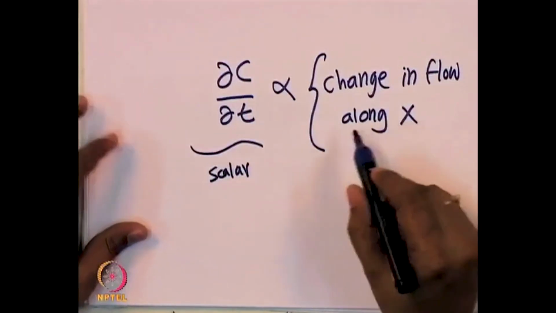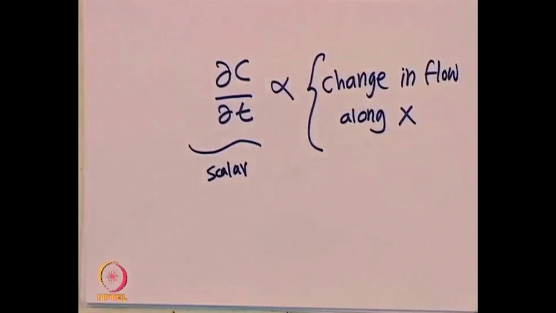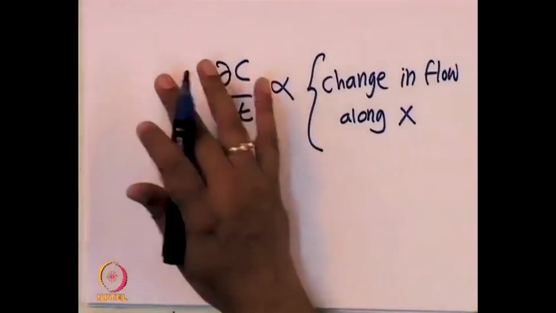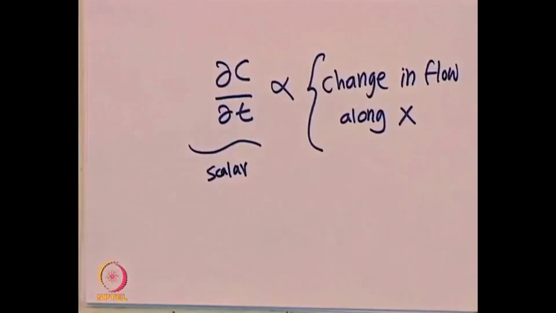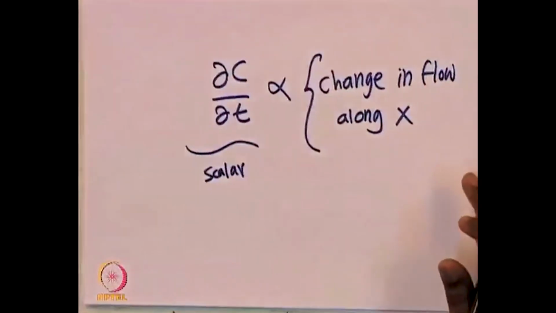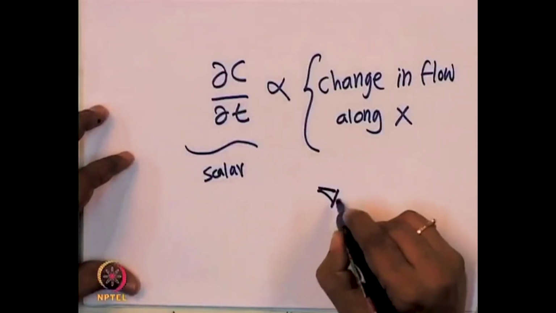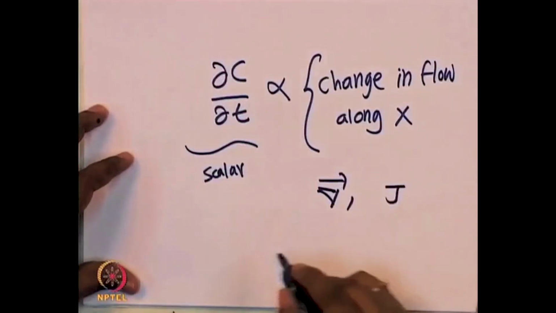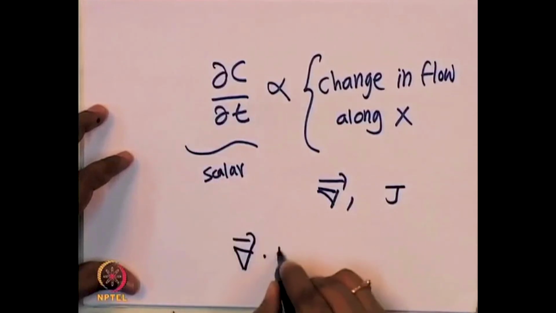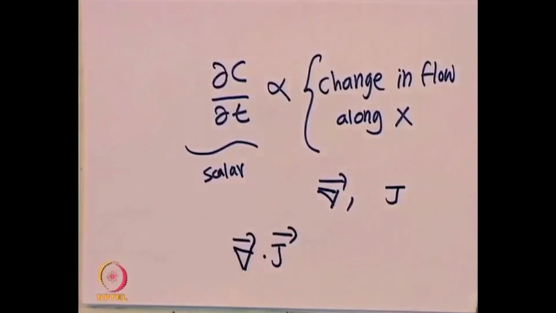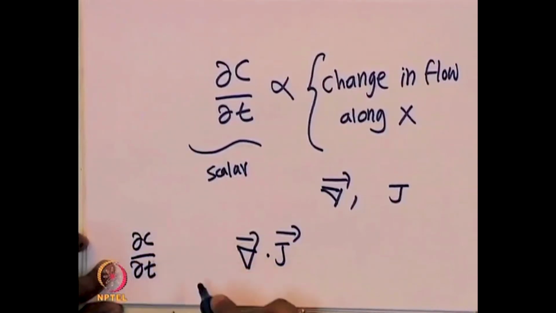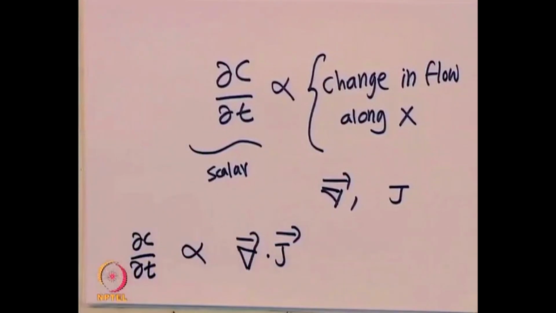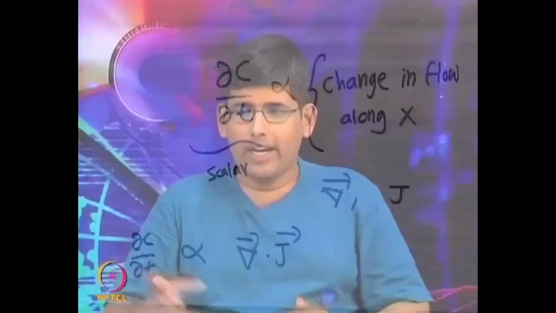So whatever here, the change in flow along x must also be a scalar, because you can only equate a scalar to a scalar. You cannot equate a scalar to a vector. So since this is a scalar, this has to be a scalar. So the scalar with del and j, the only scalar you can produce is the scalar product del dot j. So del C by del T has to be proportional to del dot j. Now, what does this mean? Let us have a look at it.